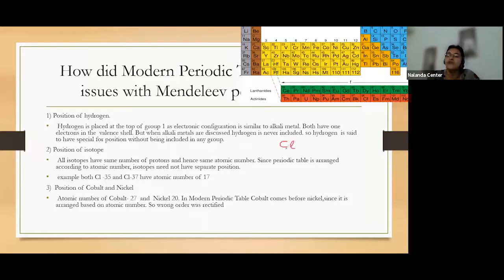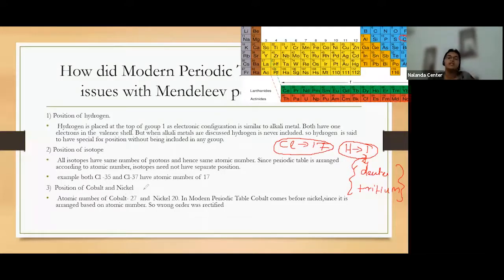Why? Because hydrogen can only have an atomic number of 1, even if we are talking about deuterium or tritium. Any hydrogen you take, the atomic number is going to be 1. If it is chlorine, the atomic number is going to be 17. No matter what the mass is, if you are talking about chlorine, the atomic number cannot change. So every isotope of chlorine is going to occupy this position alone. Every isotope of hydrogen is going to occupy the top position alone.